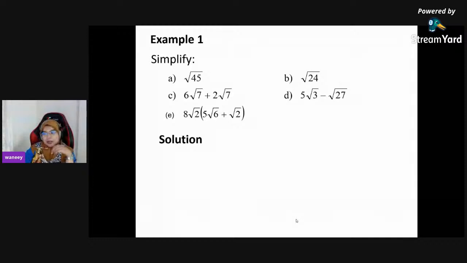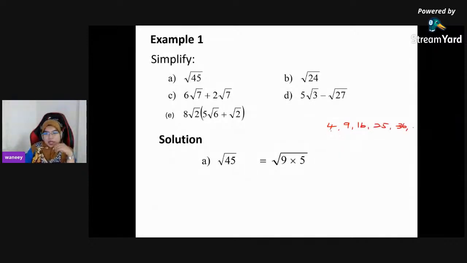Okay, so let us go to the first one, square root of 45. Normally, I would advise you to find any square number that you can find inside of 45. So make sure one of the factors is a square number. In this case, square root of 45 is equal to square root of 9 times 5. So 9 is a square number. Square numbers, for example, are 4, 9, 16, 25, 36, and so on. To make it easier, normally we have to find some square number.